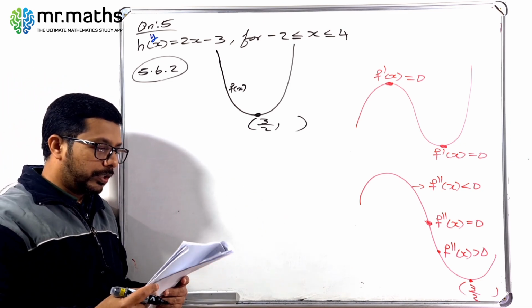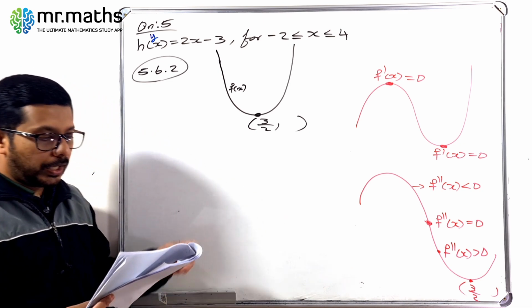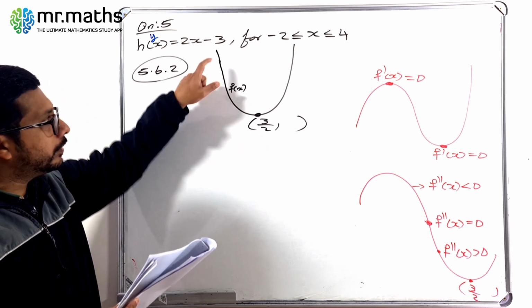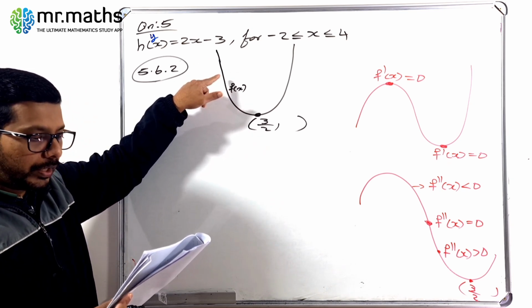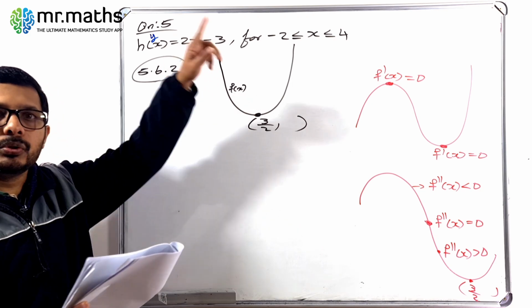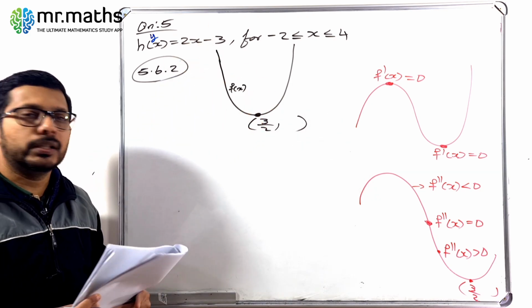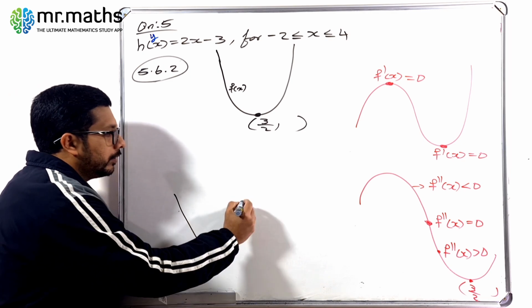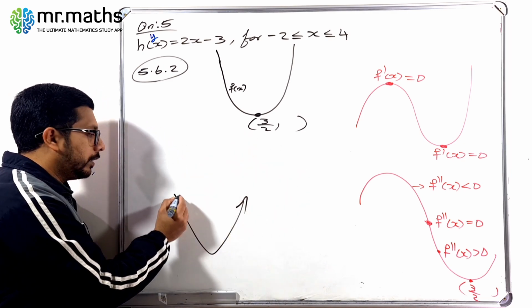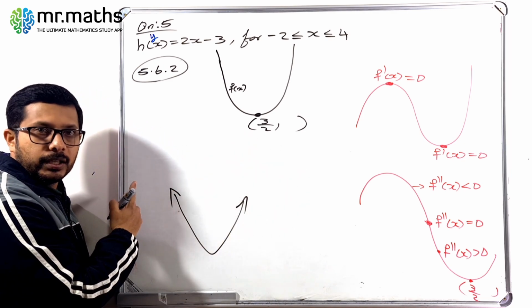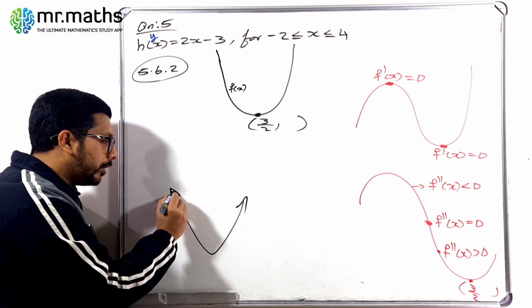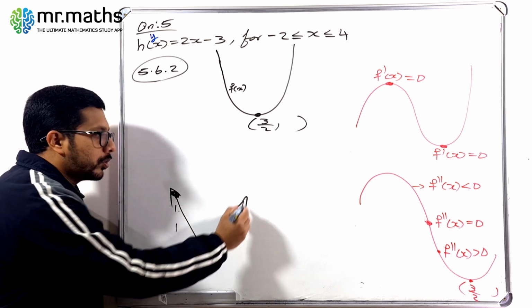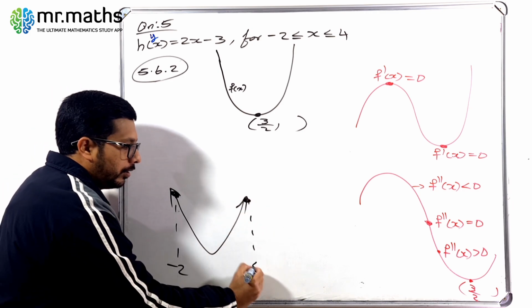Given h of x is equal to f dash of x, where f is a function, this is our f of x, a quadratic. f is a function defined for -2 to 4. So it is not a function that continues to that side and this side. In this question they are saying that the minimum x value is -2, and the maximum x value is 4.